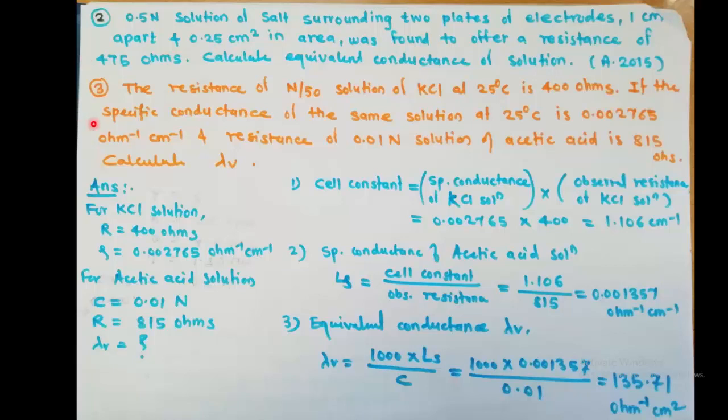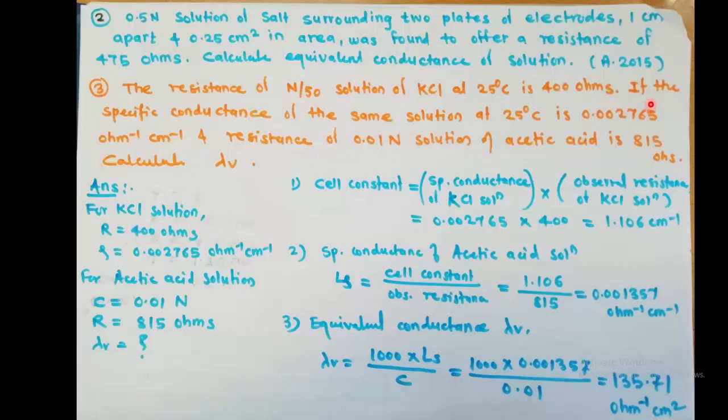Third problem: the resistance of N by 50 solution of KCl at 25 degrees Celsius is 400 ohm. If the specific conductance of the same solution at 25 degrees Celsius is 0.002765 per ohm per centimeter, and the resistance of 0.01 normal solution of acetic acid is 815 ohms, calculate equivalent conductance. Okay, read the problem carefully. So for the KCl solution, the resistance is given as 400 ohms.